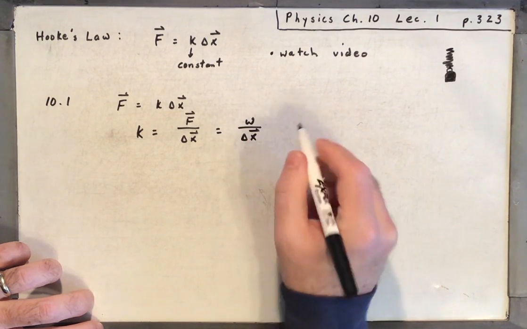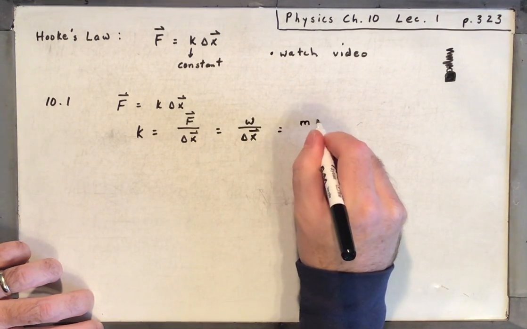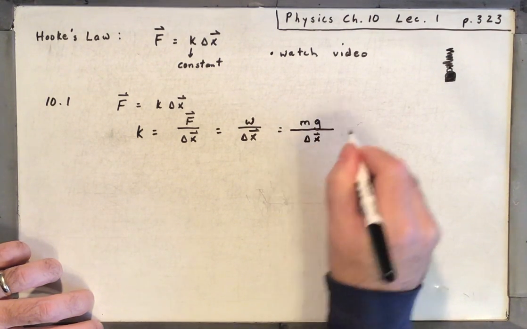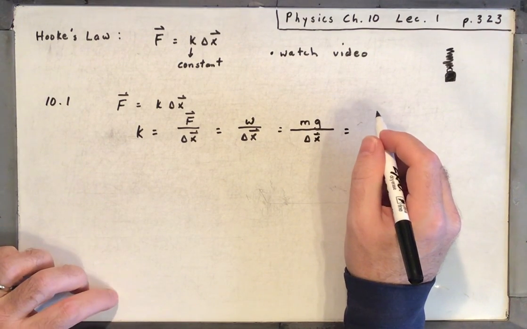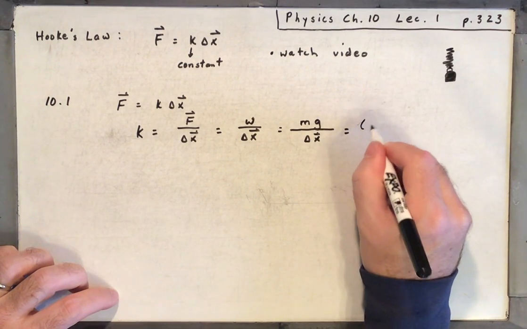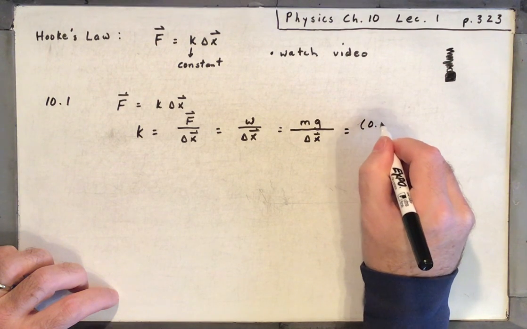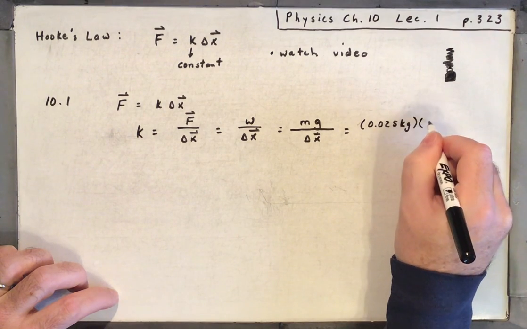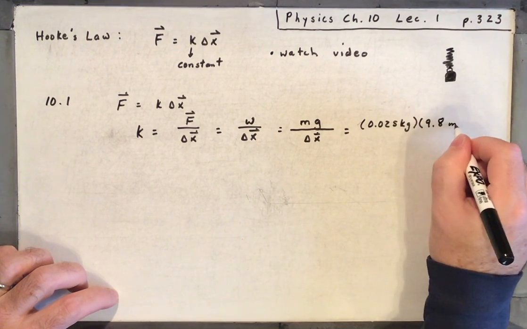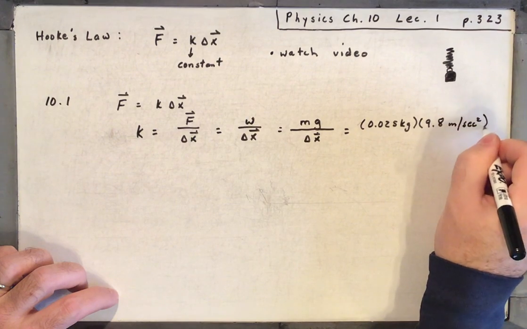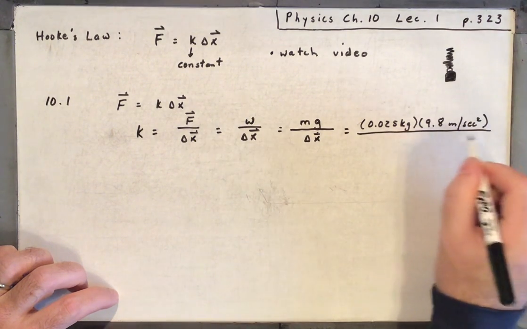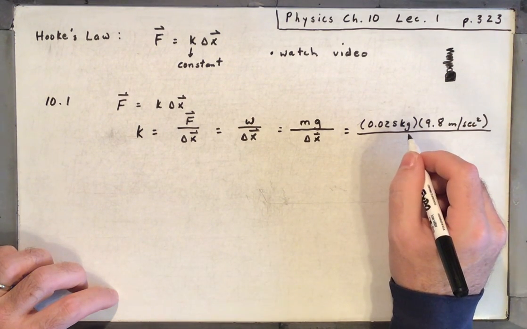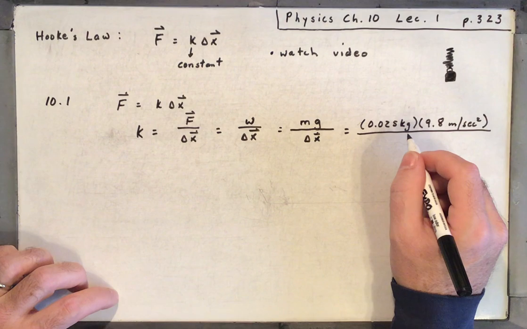All right, that's what's pulling down, and weight is going to be mass times gravity, that we've used in previous chapters. So mass is 0.025 kilograms, so we've got to change that from grams to kilograms. Gravity, 9.8 meters per second squared. And then the distance, because gravity's in meters, we need to change from centimeters to meters.